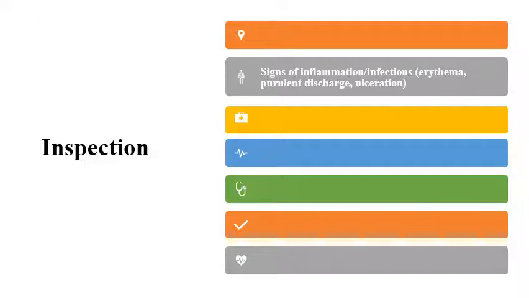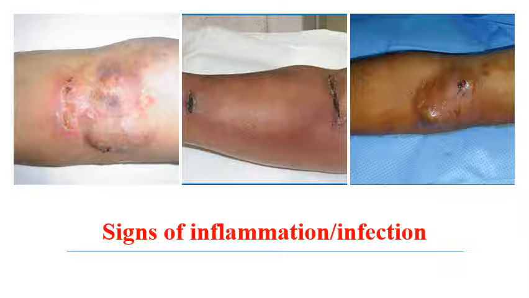So after you can detect the site of the fistula, you can look if there are signs of inflammation or infection or not, like erythema, purulent discharge, ulceration. The first picture here shows there is erythema, also there is ulceration, and there is purulent discharge. The second one shows there is swelling and redness or erythema of the forearm. The third one shows there is ulceration and purulent discharge at the site of the fistula. You can see the yellowish discharge here.